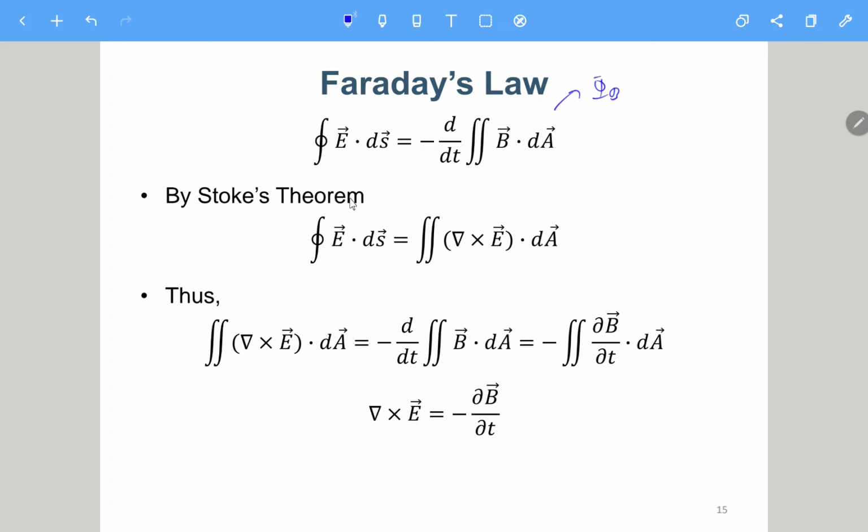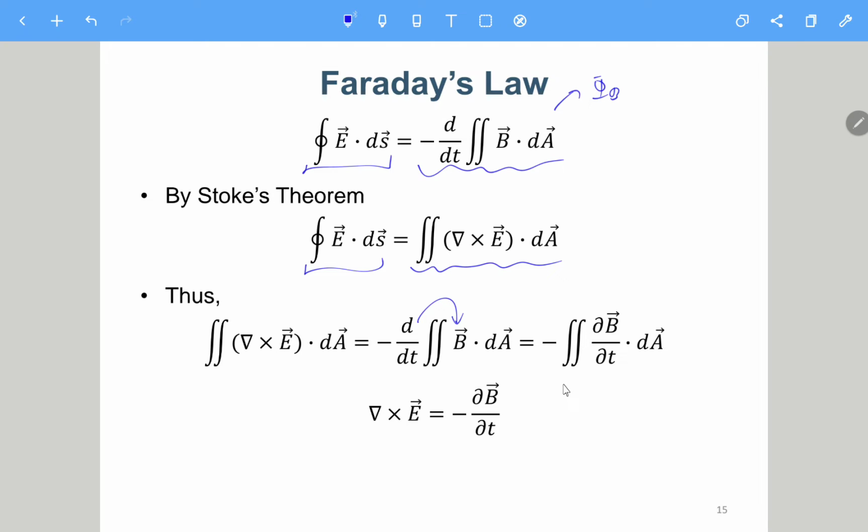According to Stokes' theorem, the line integral equals the double integral of the curl of this vector field. Here we can see that this one and this one are the same, so this one should be equal to this one. So we place this one here, equals this one placed here. Then we will try to move this derivative inside the integration.